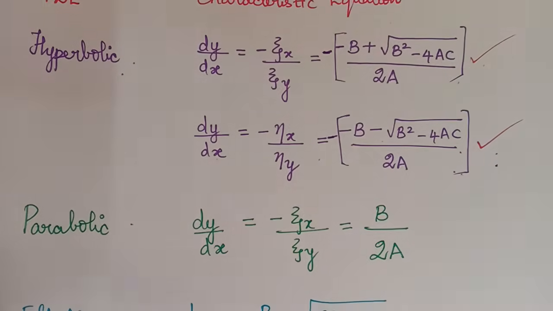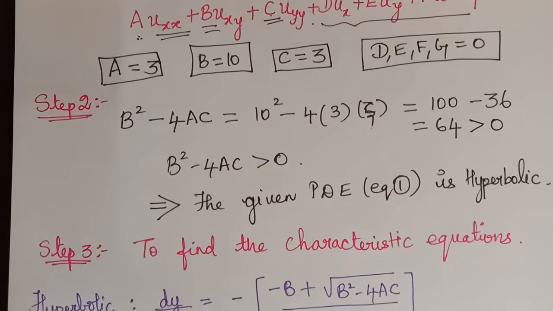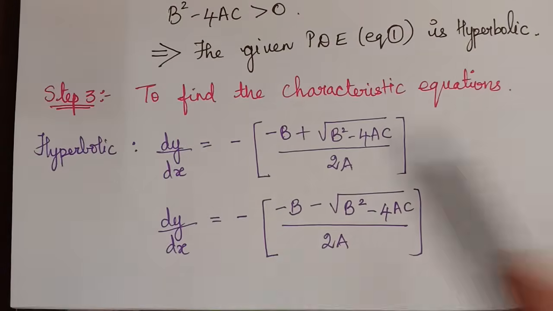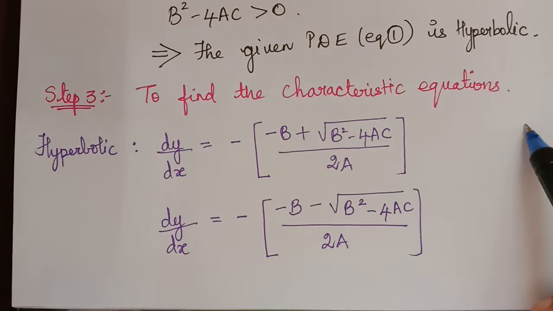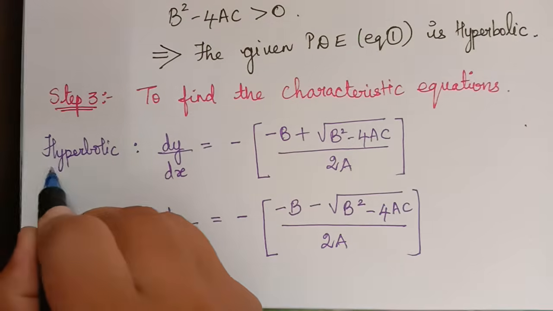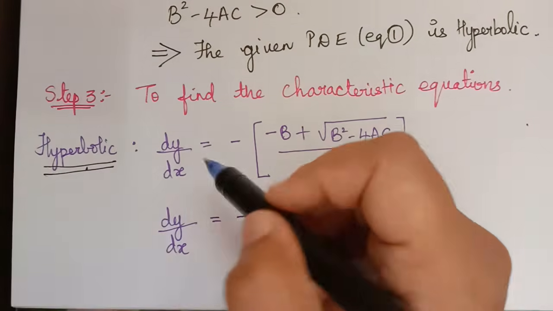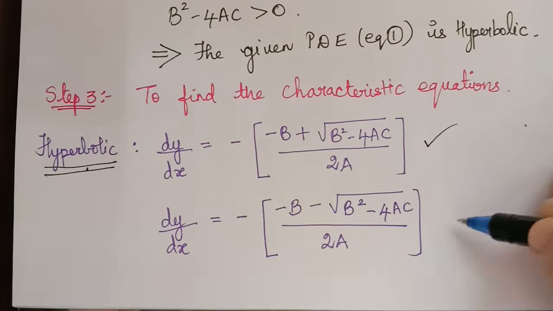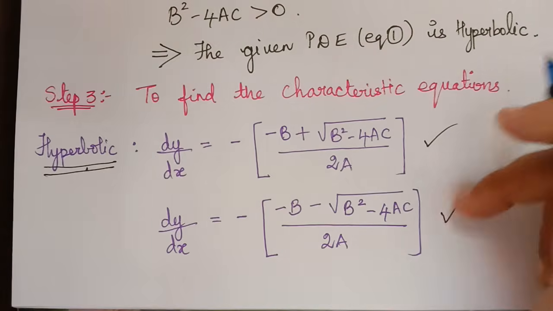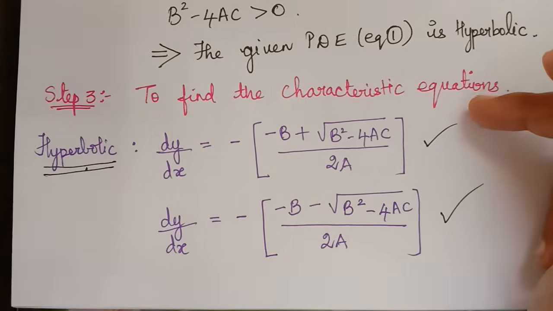So let us find them now. I have written it here. The third step is to find the characteristic equations, and because we have classified this as hyperbolic, the characteristic equations are these two. So let us find these two now.